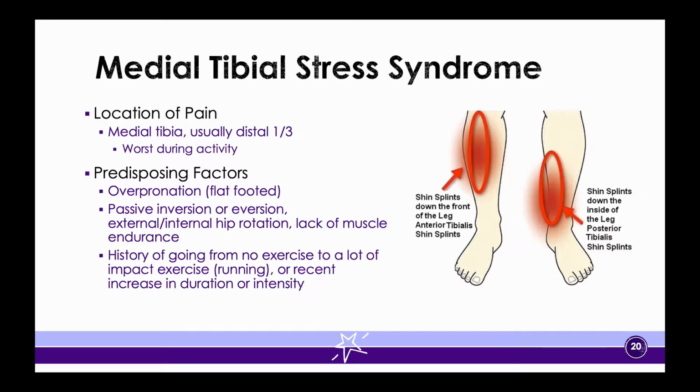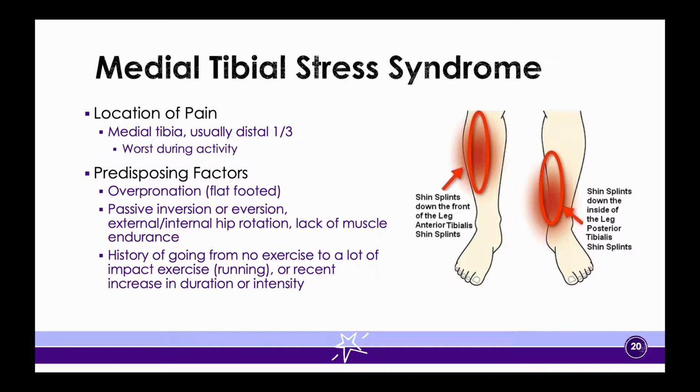As far as predisposing factors, if you are a person who is overpronated, considered a flat-footed individual, that tends to make you more at risk for having shin splints. If you have passive inversion or eversion and/or internal or external hip rotation and lack the muscles for stability at the hip, then we could be experiencing shin splints as well. So just ones that are naturally rotating out, either from the ankle itself or from the hip.